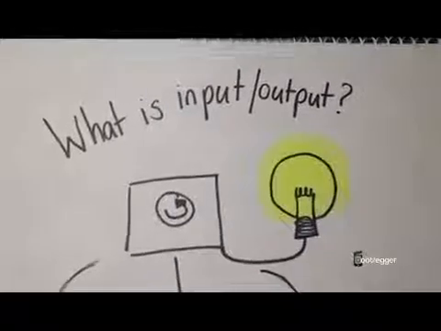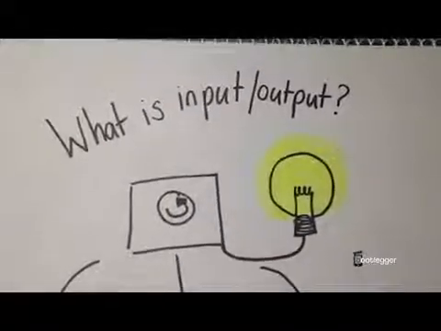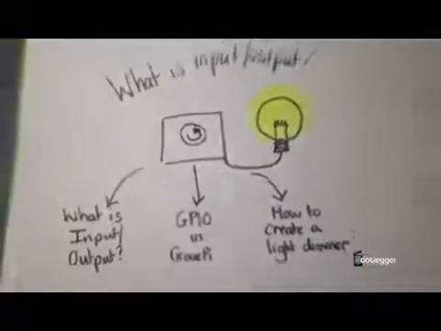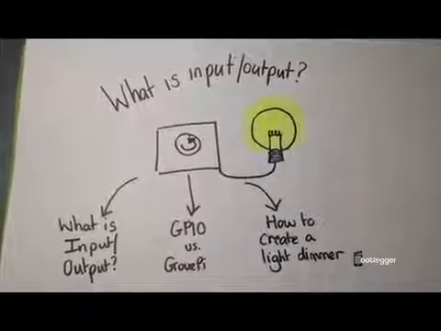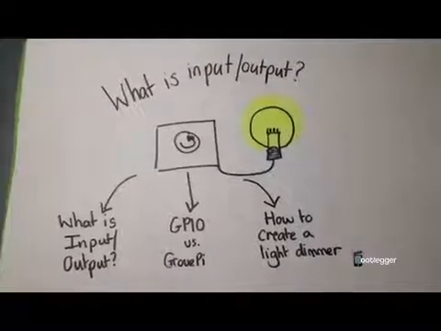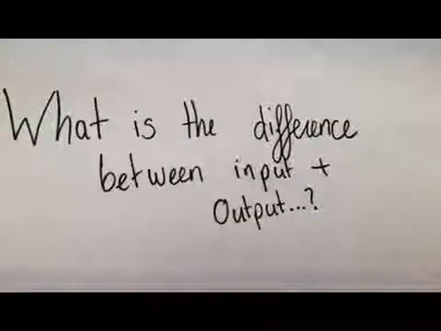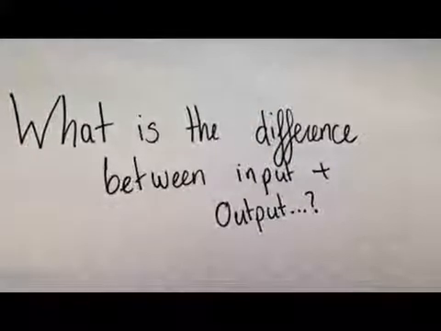In this tutorial, we're going to talk about what is input and output to the Raspberry Pi. In particular, what is input and output, general purpose I/O pins versus the Grove Pi, and how to create a light dimmer.